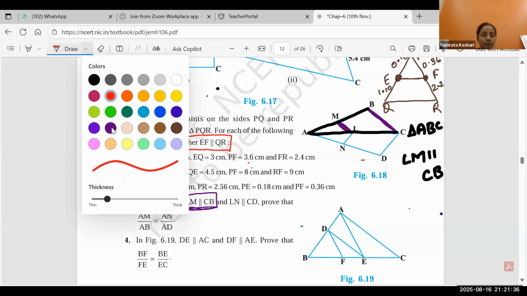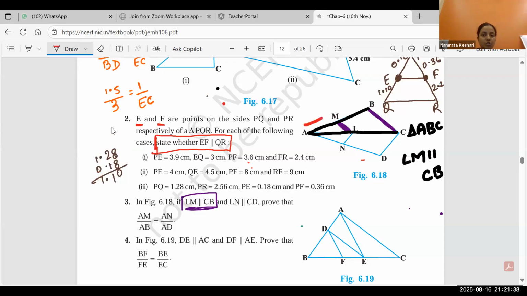Okay, if you are going from upside AM to MB like this, then the other side also please take it in that manner. That means AL to LC. Is it making sense? Yes, ma'am. Yes. In bracket you will write by basic proportionality theorem. If you are done till here, then let's check the next one.